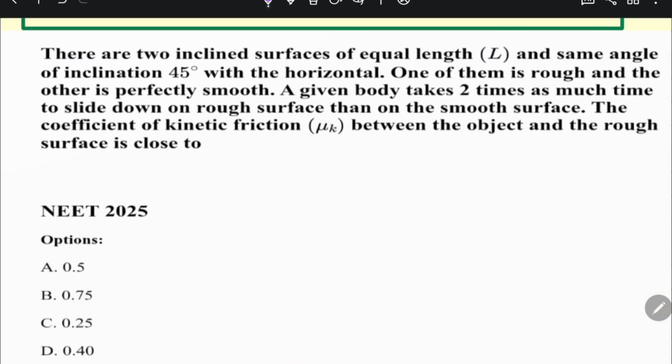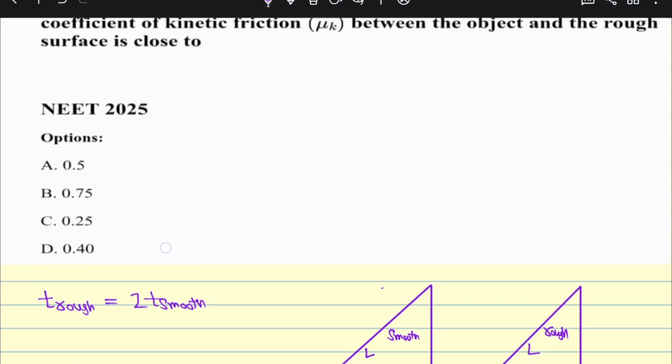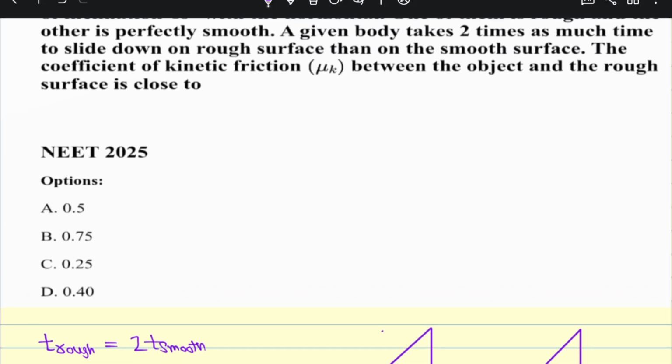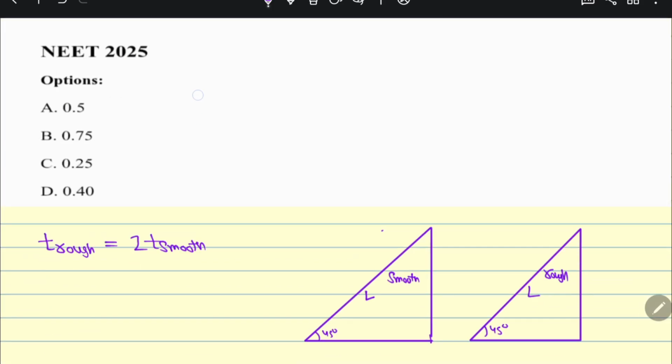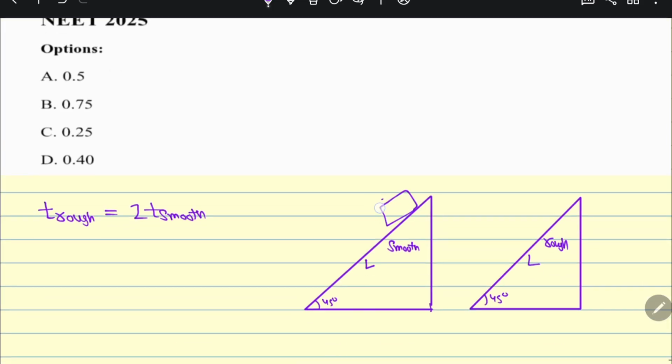The coefficient of kinetic friction between the object and the rough surface is mu k. So here you see that there are two inclined surfaces of equal length and the same angle of inclination. One of them is rough and the other is perfectly smooth. A given body takes 2 times as much time to slide down on the rough surface. So it is like this. This is a block on a smooth surface, and this is also on a rough surface.